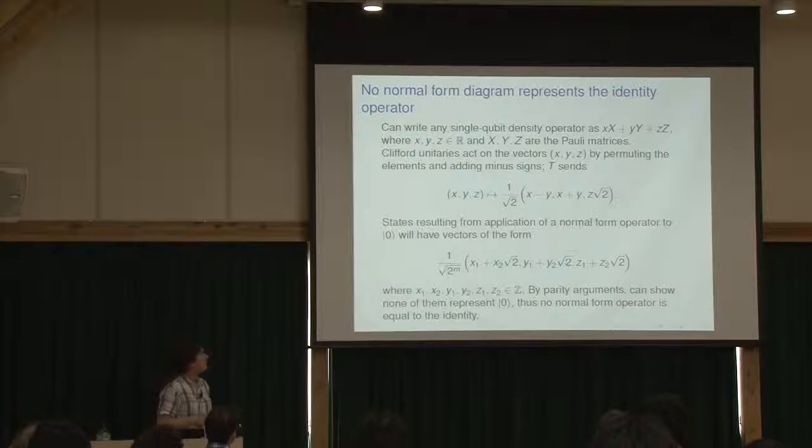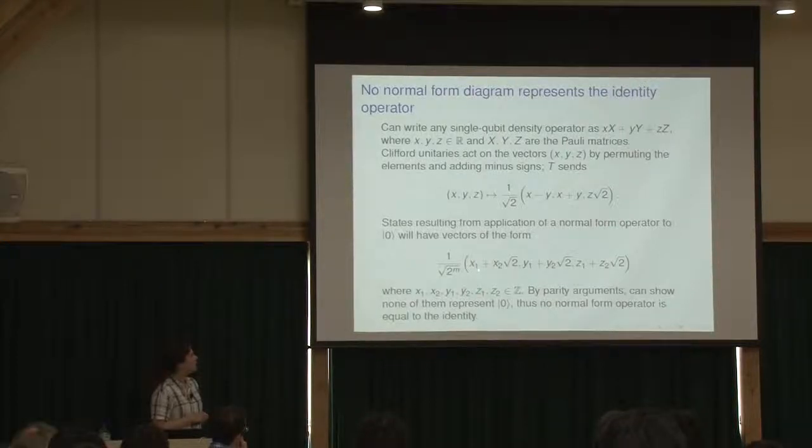And this means that if we apply a normal form operator to the state 0, then we're always going to get a vector of the following form, 1 over square root of 2 to some power, and then all the entries are going to be integers plus integers times square root of 2. And not all of these vectors will actually appear if we apply normal form diagrams to 0. And in fact, we can make parity arguments that show that none of the vectors that we will actually get from actual normal form diagrams can represent the state 0, and hence no normal form diagram is the identity because none of them take 0 back to itself.